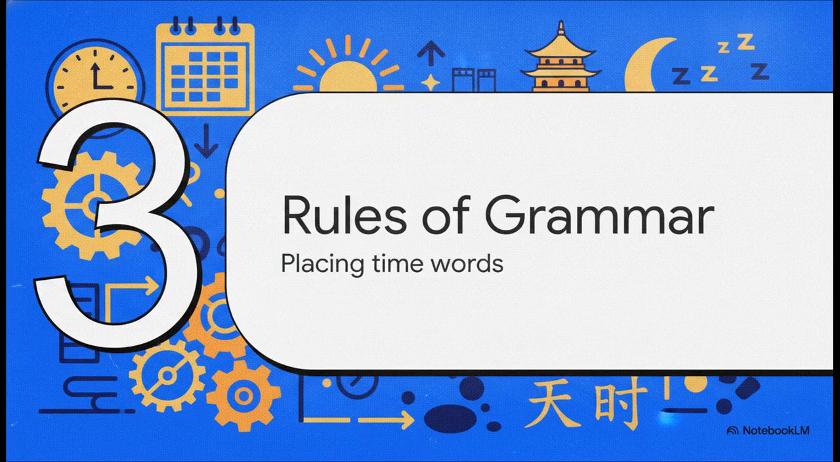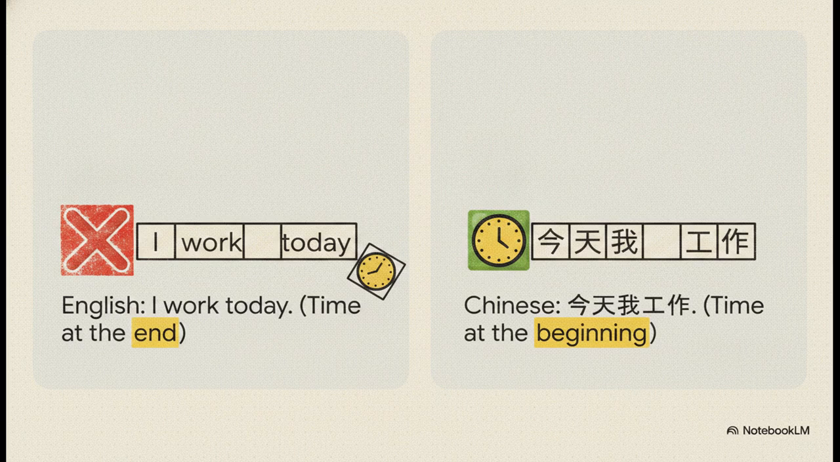Moving right along to Section 3, Golden Rules of Grammar, specifically the crucial placement of time words. Let's tackle the grammar that actually connects our time blocks to our daily actions. Okay, stop right there and pay close attention because this is a classic trap for English speakers. In English, we constantly throw time words at the end of the sentence, like I work today. But in Chinese, time words never go at the end of a sentence. Never. They absolutely must go at the beginning of the sentence, like 今天我工作, or right before the verb, like 我今天工作. Both of those options are perfectly correct, just keep that time word away from the end.